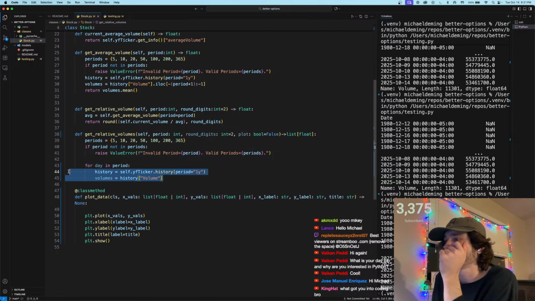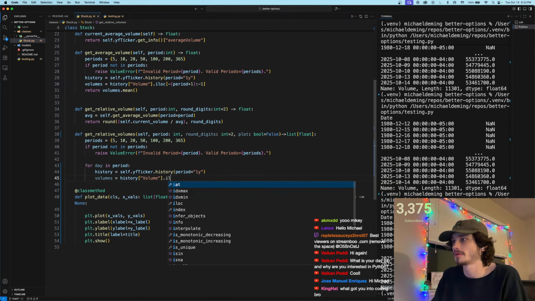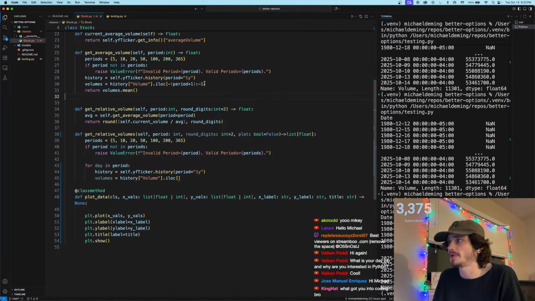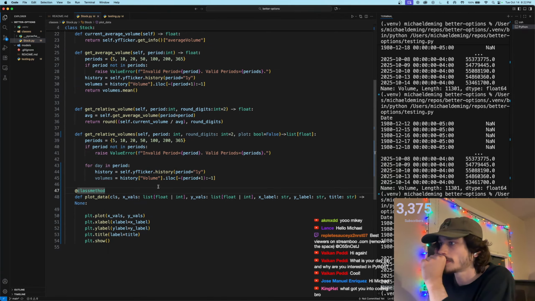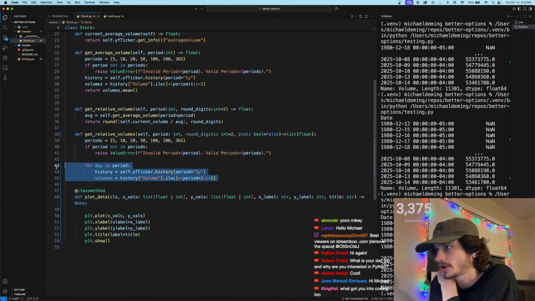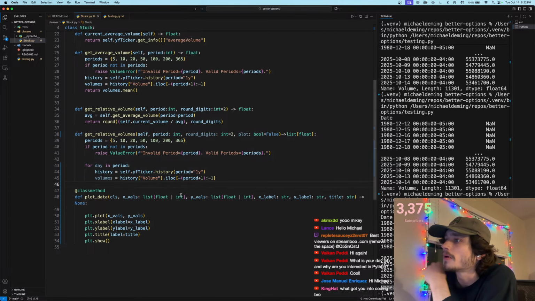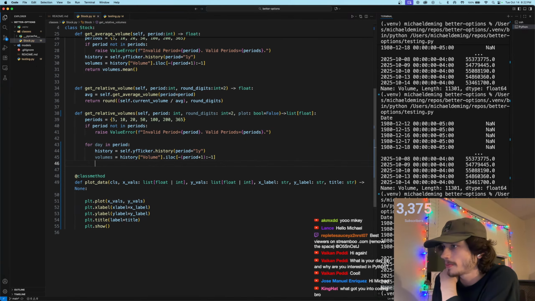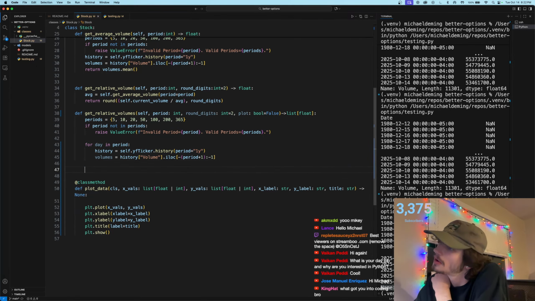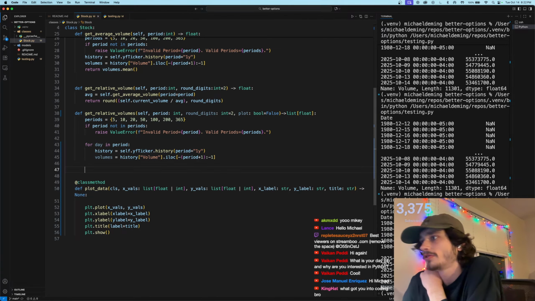We're going to get all the volumes out for 1 year, and we're going to take a slice of this from the negative period up until the front here, to exclude the current day. And then that gives us all the volumes within.